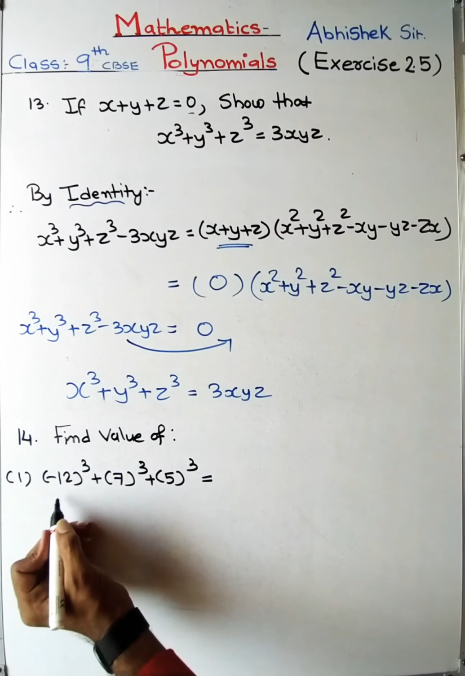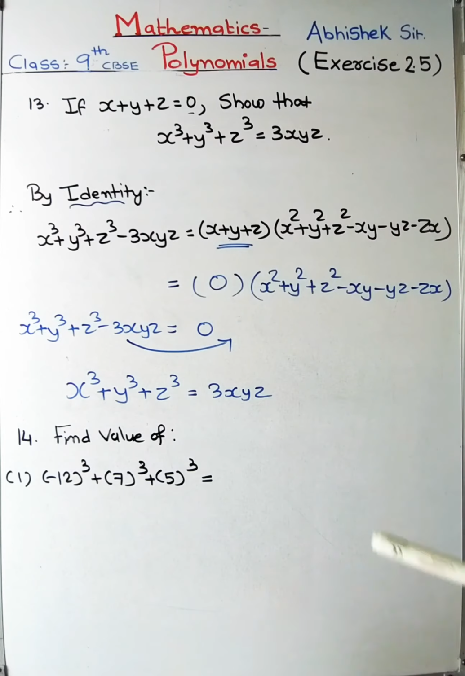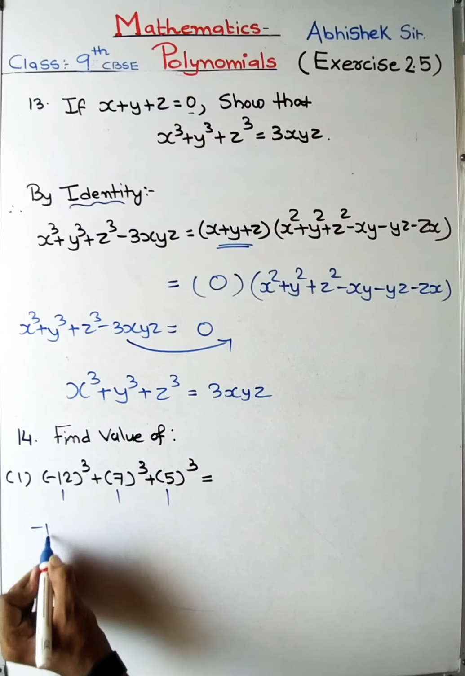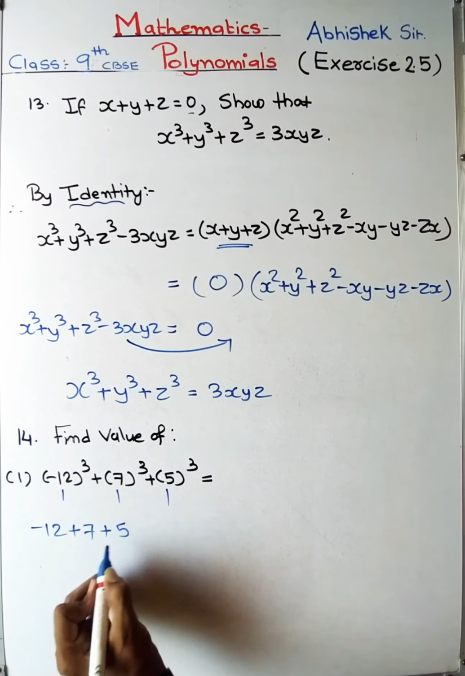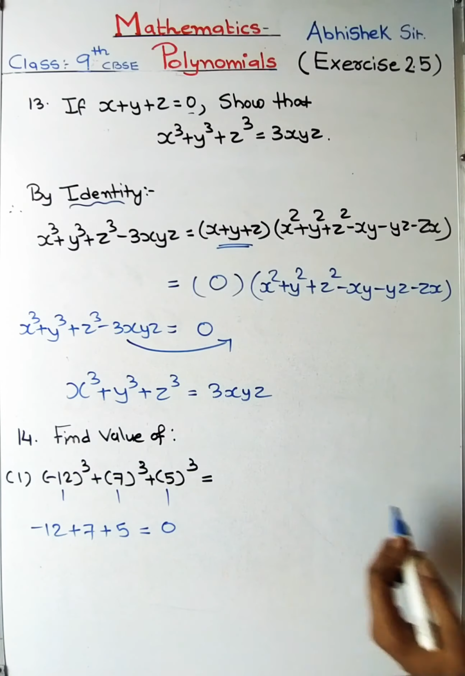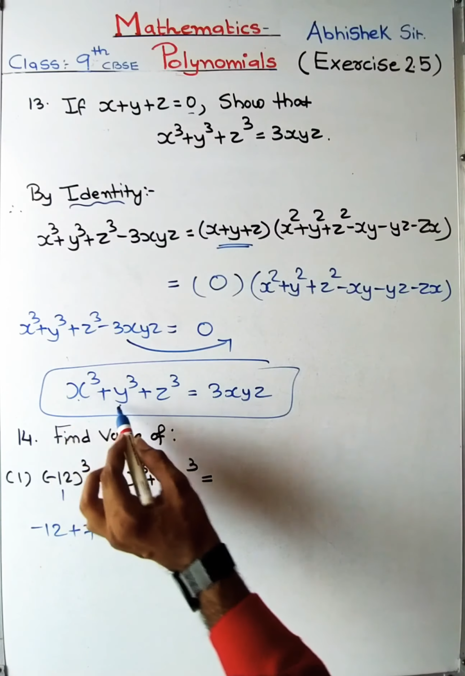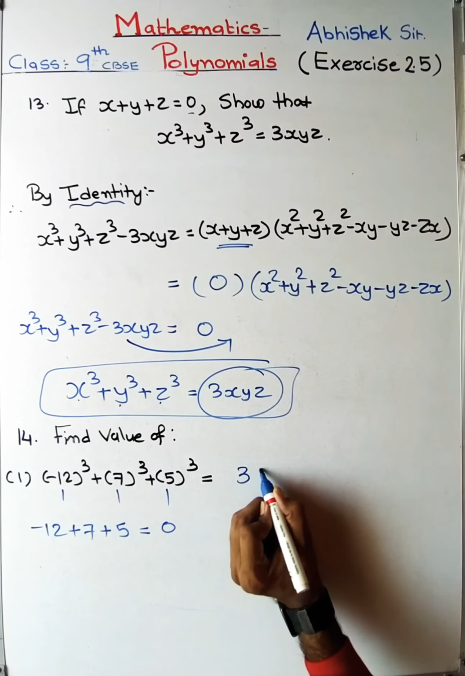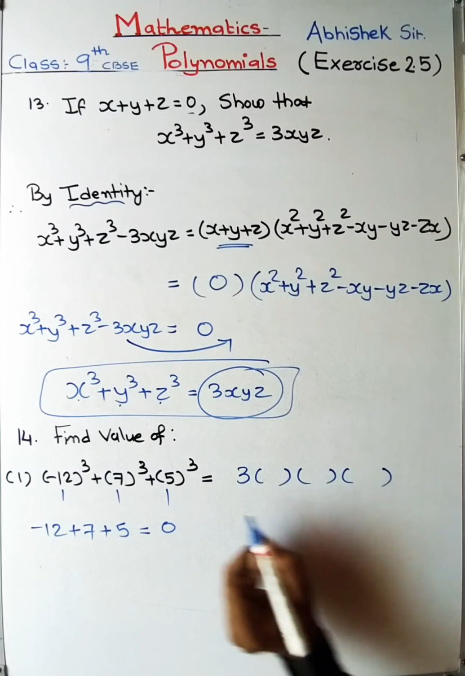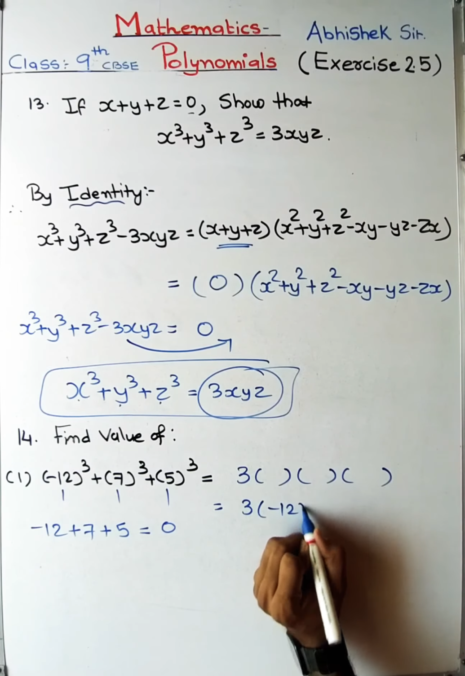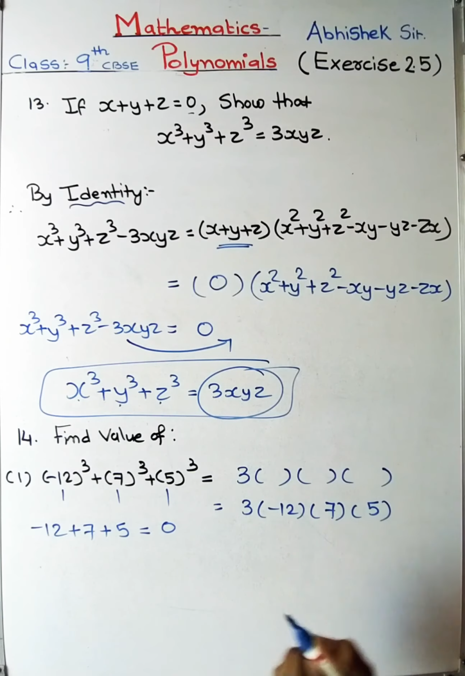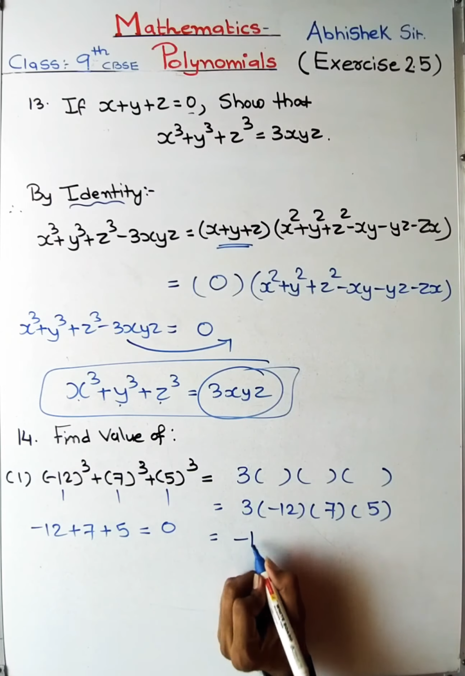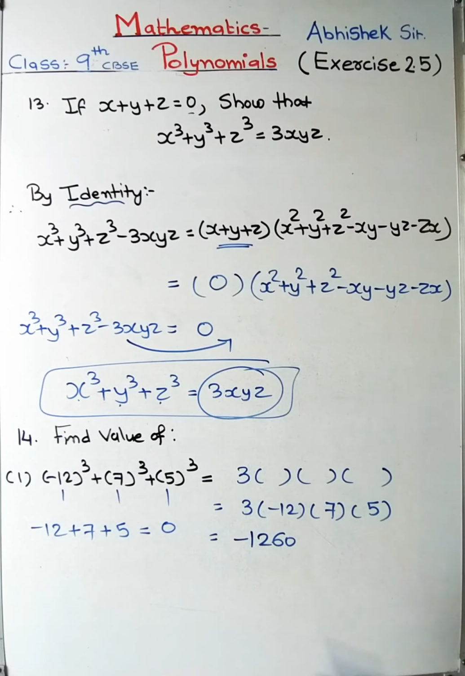So let us see if x plus y plus z is 0 or not. So minus 12 plus 7 plus 5 is equal to 0. So we can use this result for finding the cubes. We just have to do 3xyz. So our answer will be 3 into x into y into z, that is 3 into minus 12 into 7 into 5. So that will result into our final answer, that is minus 1260. Clear? What we did is we took help of the 13th result.